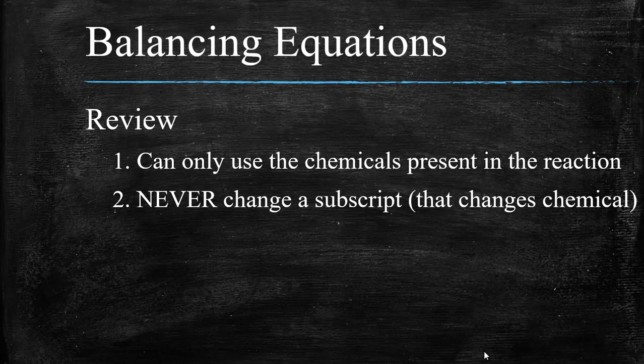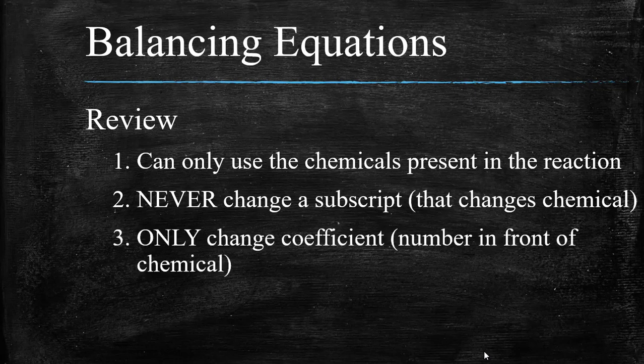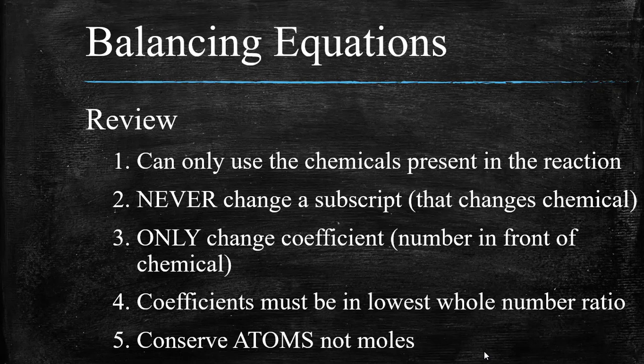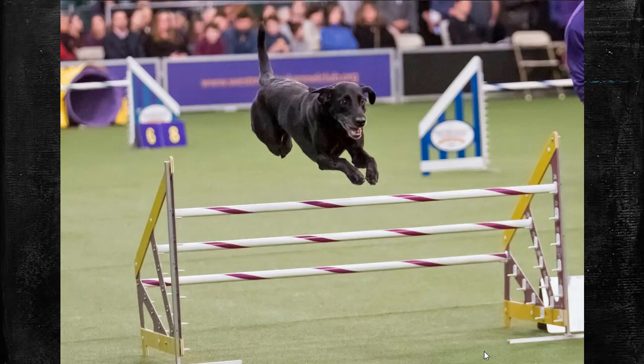So in review, you can only use the chemicals present in the reaction. Never change a subscript. That changes the chemical, and then I refer you back to step 1. Only change the coefficients. That's the number in front of the chemical. The coefficients must be in the lowest whole number ratio. When you're done, you should have the same number of atoms on the reactant side that you have on the product side. Now the rest, as I said, is practice. Go out and practice.